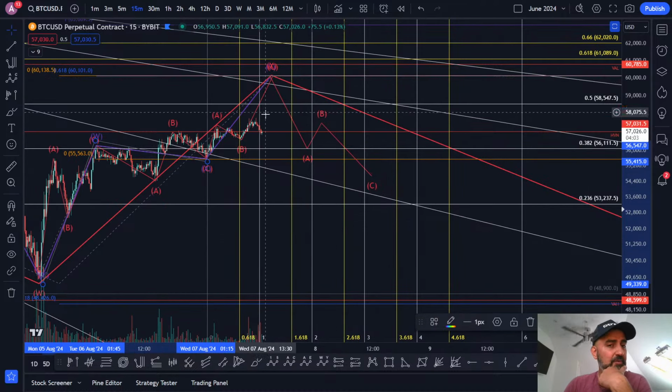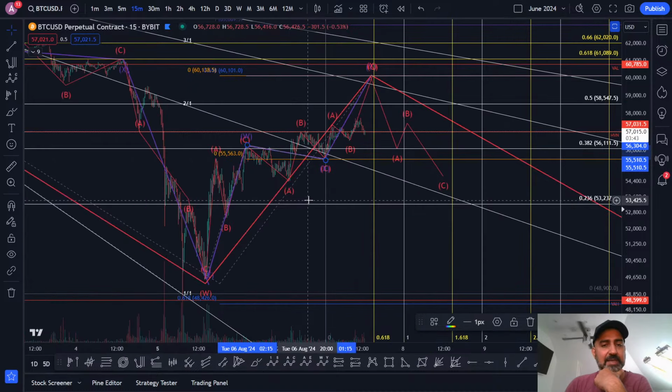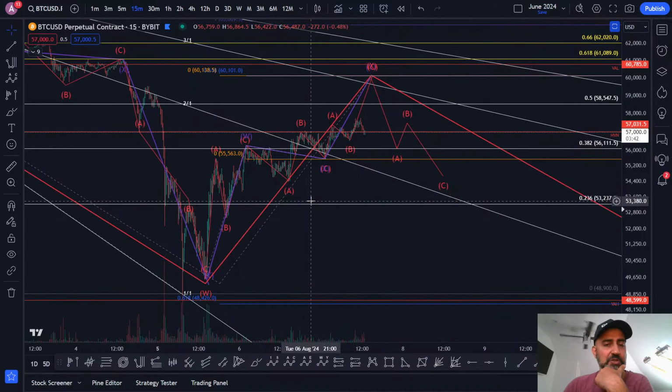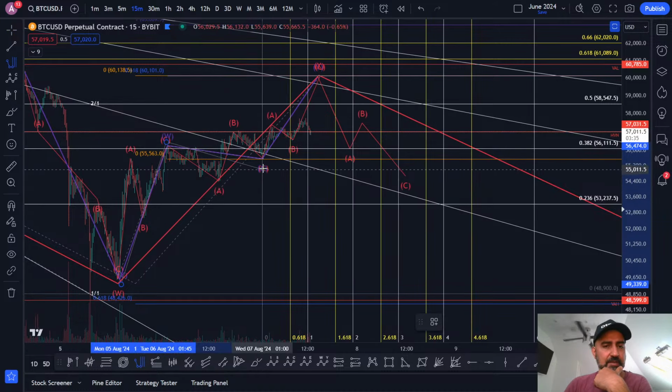Right. If I do it from here to here, just do a normal 618, it would put us slightly later. Just from that pivot to that pivot, 618 would put us at about 3:30 p.m. today UK time, just after an hour after New York Open, which kind of makes more sense. But just take it from there to there. Let me try it again.